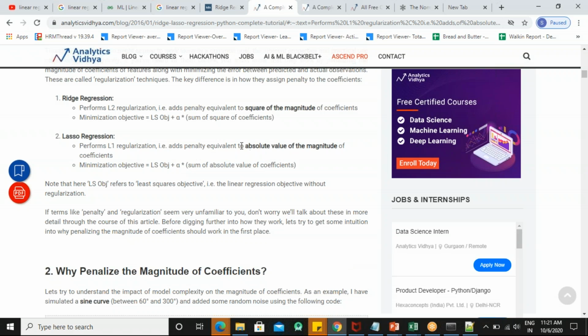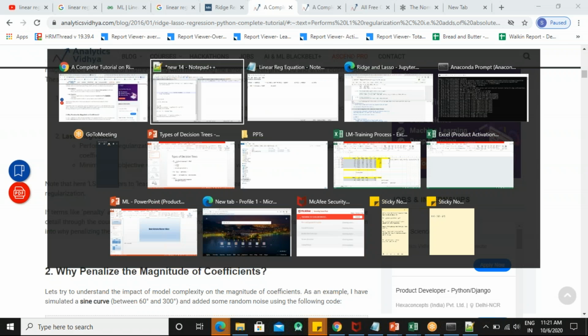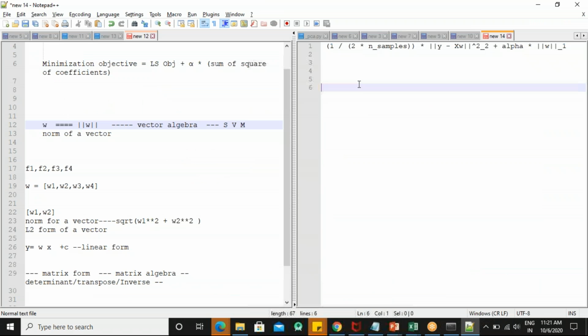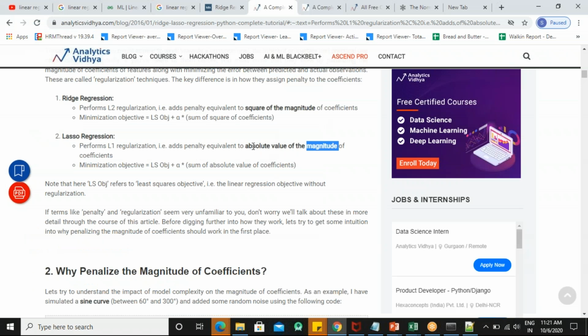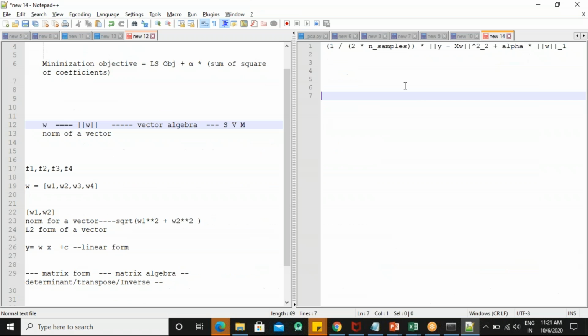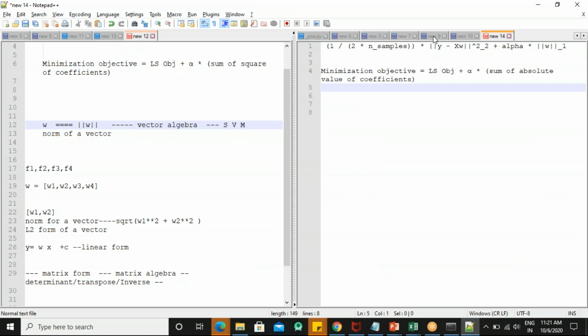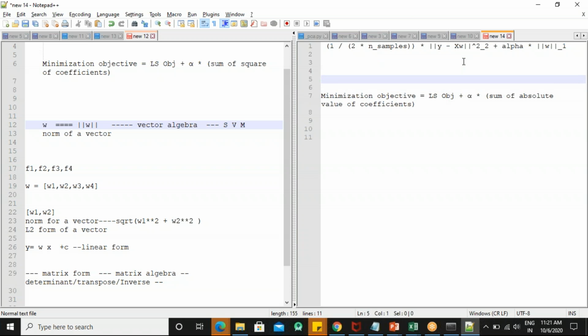Now the absolute value, guys, the absolute value of the magnitude, okay, is the lasso regression. What do you mean by that? Let me copy this. Okay. So here if you have a weight vector W, you don't use any L2 form.